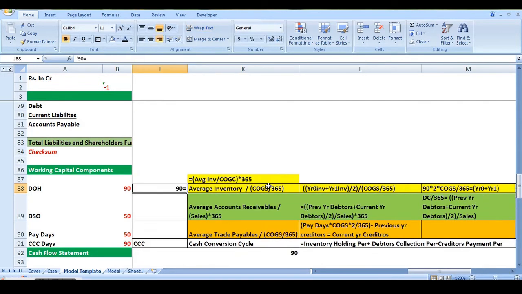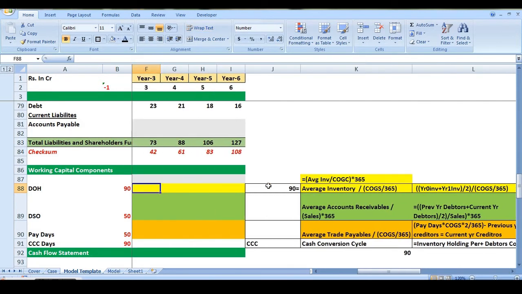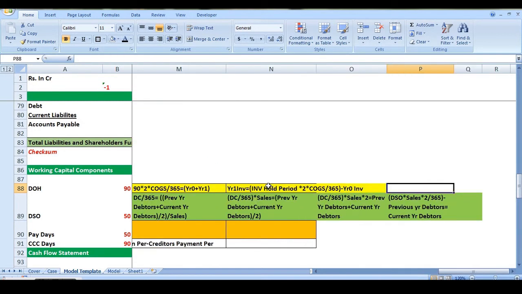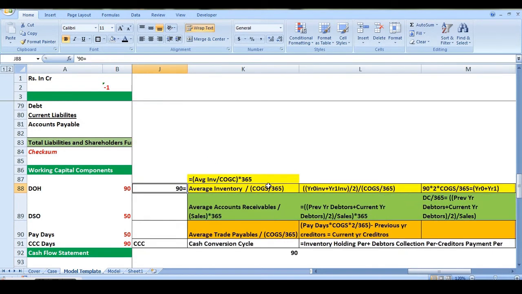I understand that in the first go it is slightly difficult to understand this formula, so I suggest you simplify the basic formula of inventory holding period. Those who want the Excel file of this particular case can simply put your mail ID in the comment box and I will send you this Excel file. But I suggest you practice after that as well.